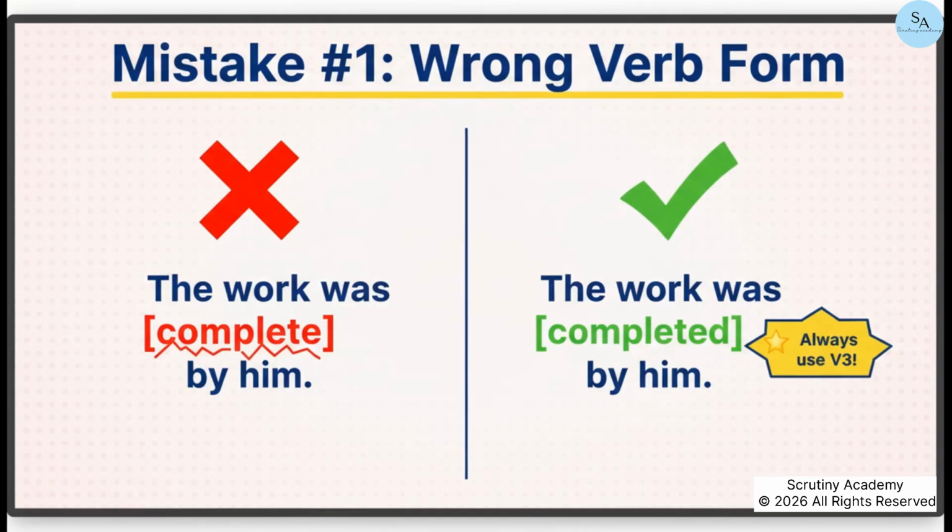Mistake number 1, and this is a big one: using the wrong verb form. Our formula demands the V3, the past participle. So it's not complete, it's completed. It's not wrote, it's written. You have to know your V3 forms. This is such an easy place to lose a mark, so be careful.